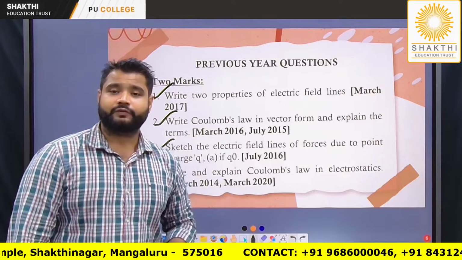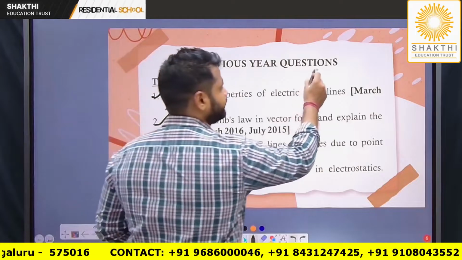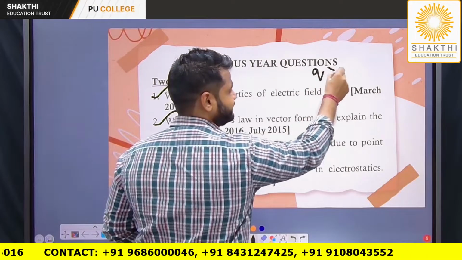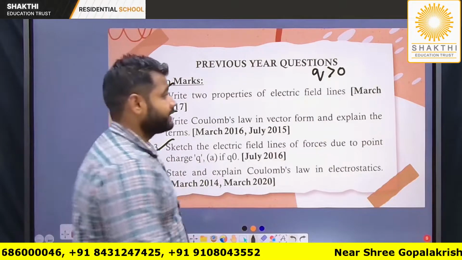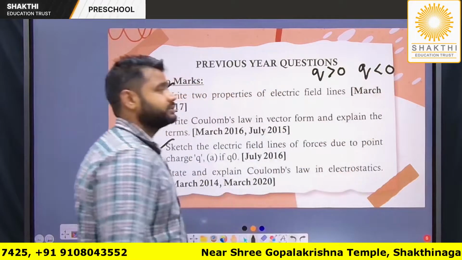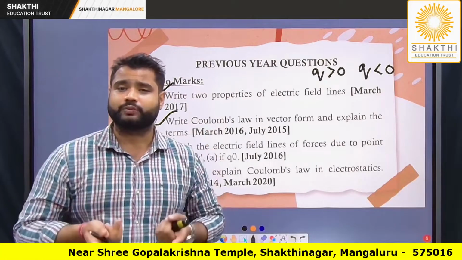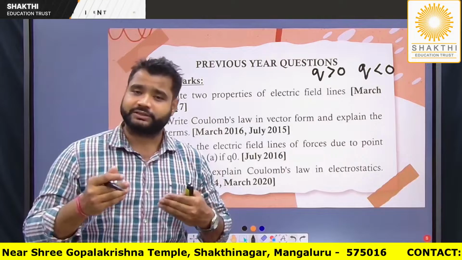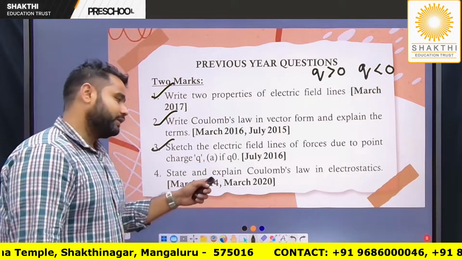Please understand here, either we have to draw the electric field lines for Q greater than 0, which means it's a positive charge, or for Q less than 0, which means it is a negative charge. So for the positive charge, the electric field lines are outwards, and for the negative charge, the electric field lines are inward.